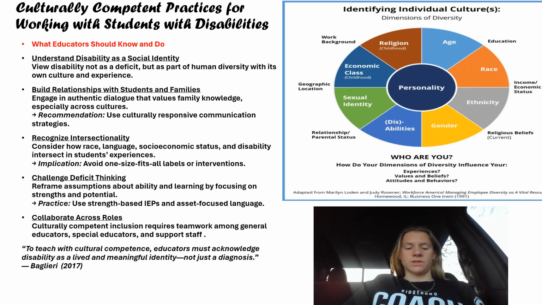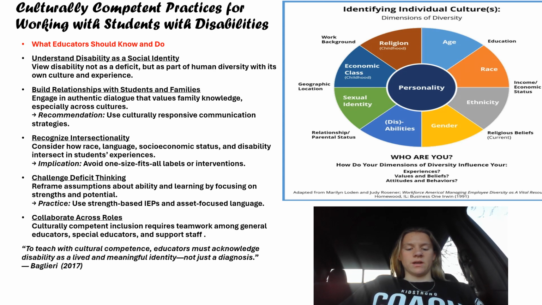Working with students with disabilities. What educators should know and do. First is understand disability and social identity. Second is build relationships with students and families. Engage in authentic dialogue that values family knowledge, especially across cultures.